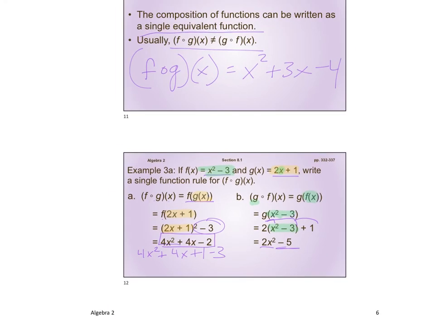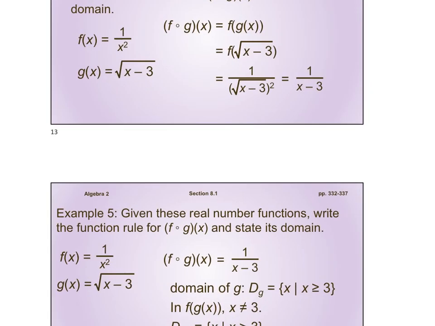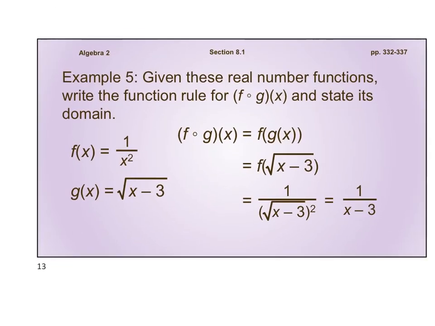Okay, next page. All right, given these real number functions, write the function rule for f of g of x and state its domain. Okay, so now we're going to get into domain and range. It's a little dicey. Okay, remember, this is my g of x is inside. So I have f of g of x. Okay, so g of x is inside. G of x is the square root of x minus 3. So I have f of the square root of x minus 3.